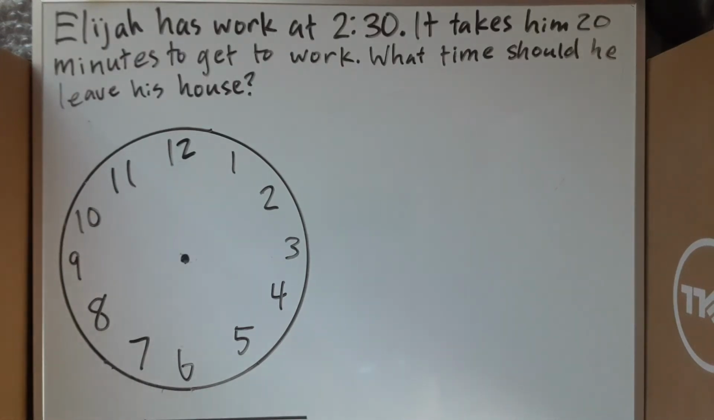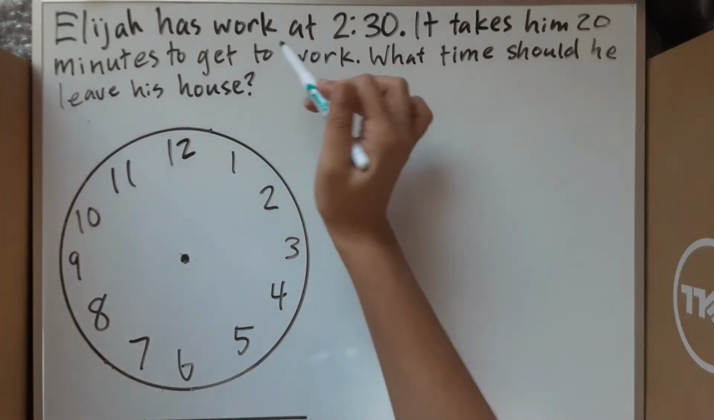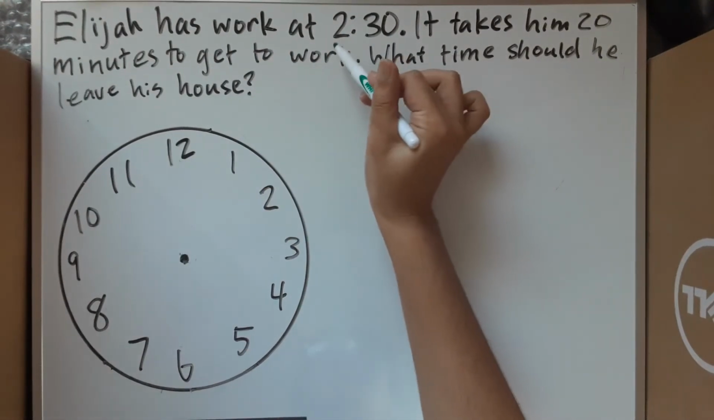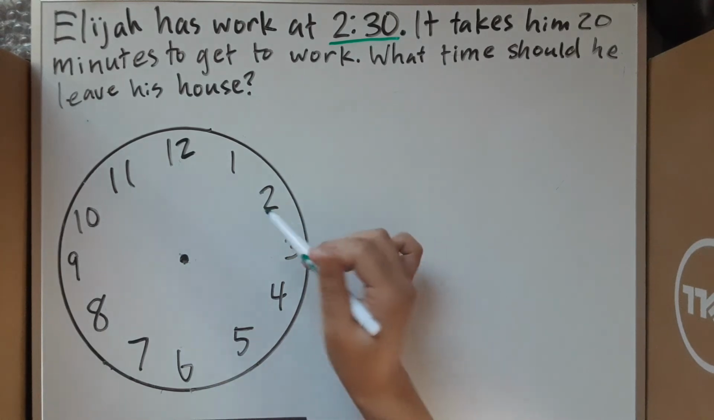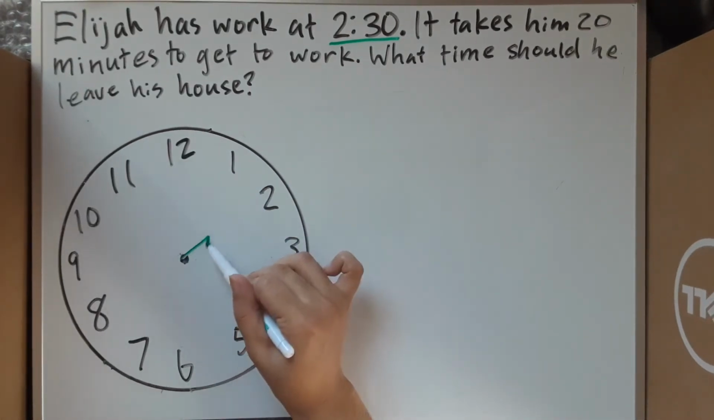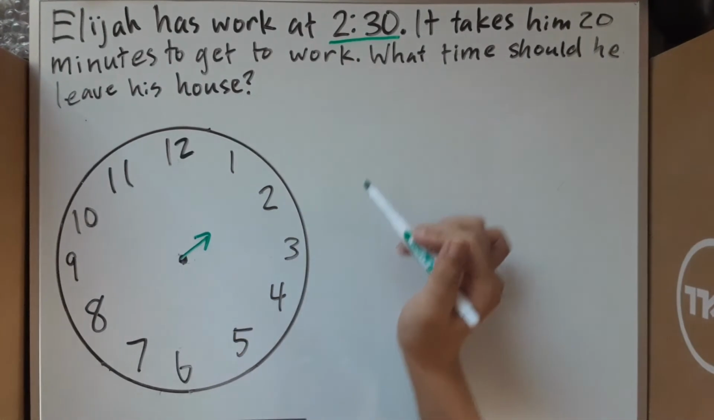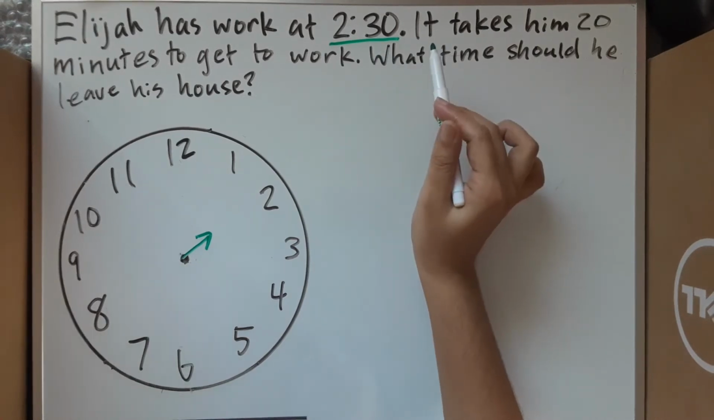Elijah has work at 2:30. It takes him 20 minutes to get to work. What time should he leave his house? So, instead of going forwards this time, we have to go backwards with time. We have Elijah getting to work at 2:30. The shorthand points to 2 for the hour, and the longhand points to 30 minutes.